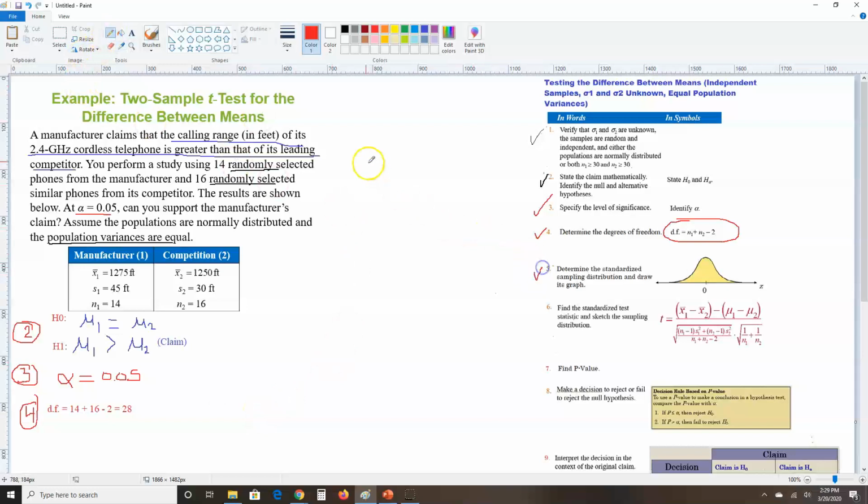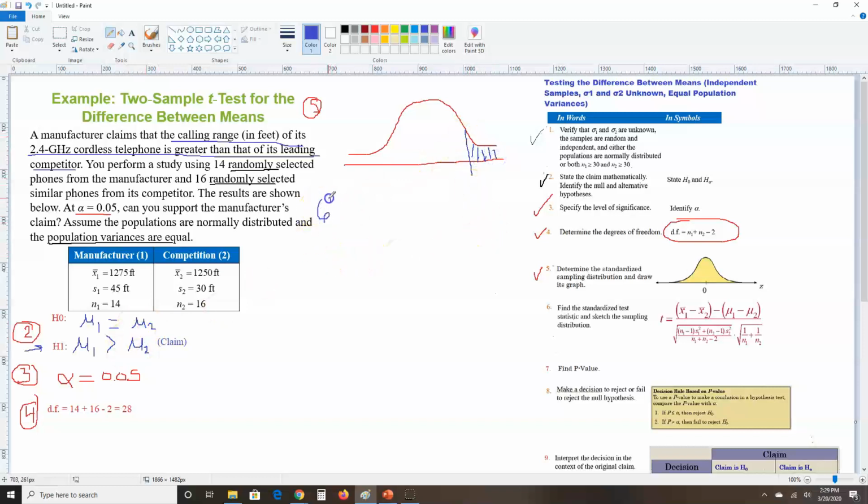Step number 5, we're going to do the picture, the bell-shaped curve. We need to shade one tail or both tails. Who decides that? H1, always. And I have the greater than symbol, the right arrow, so I'm shading the right tail, see? And that's step number 5.